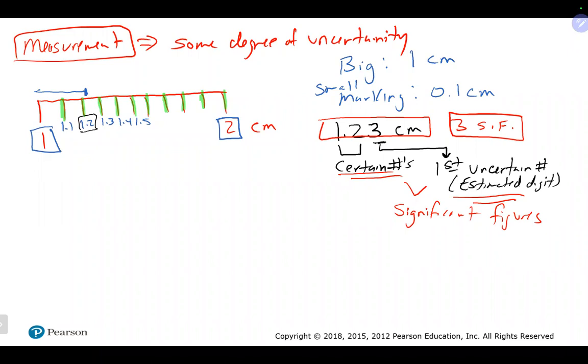Now, when we look at equipment like this, we could also figure out what is sometimes referred to as the precision of this piece of equipment. Basically, it will tell you how far you could take this reading to. And you could do that by taking the smallest marking and dividing it by 2. So if I take 0.1 centimeters and I divide it by 2, that basically means I could take this reading to plus or minus 0.05 centimeters. So really, this could be written 1.23 centimeters plus or minus 0.05 centimeters.